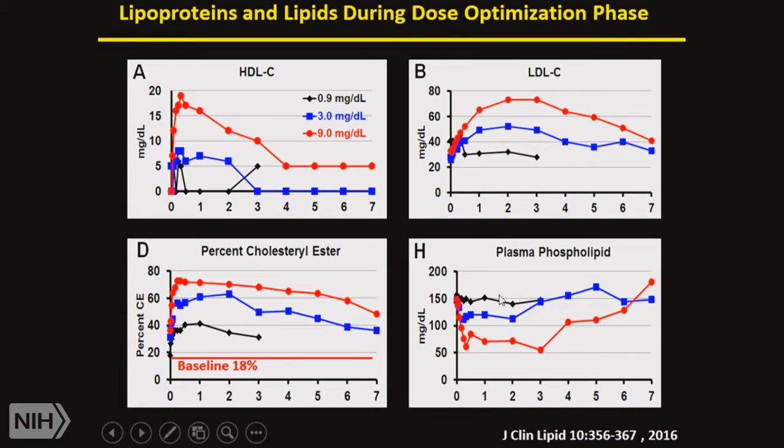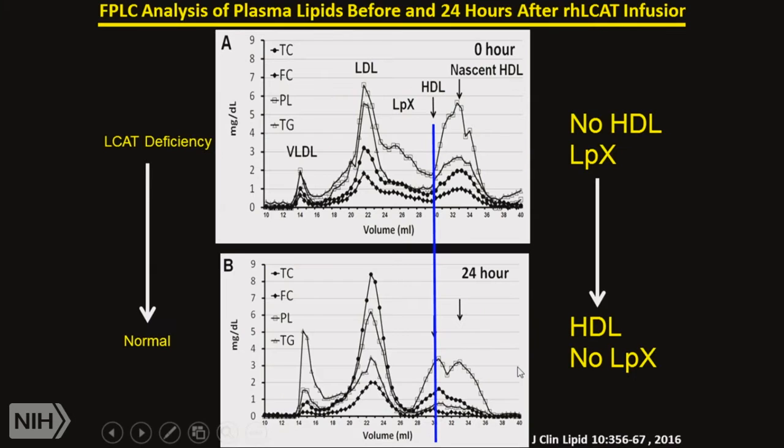So one of our indirect methods was looking at phospholipid. Phospholipid went down threefold with the highest dose. That was the disappearance of the LPX particle. And I'll show you second the LCAT deficient patient, because this is a normal patient. This is VLDL. These are the different lipids on the left. This is LDL, and this is classic HDL and the precursor.